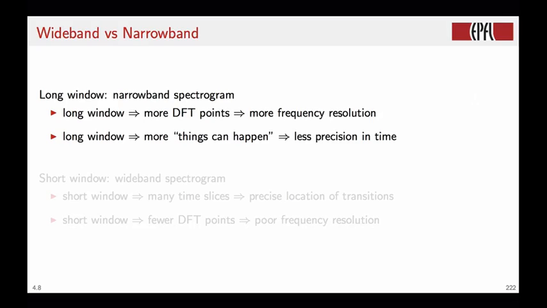However, in a long window, more things can happen, and so we have less precision in the time resolution. In the limit, a long window is the DFT of the entire signal, and we have seen that that completely obliterates the time information.